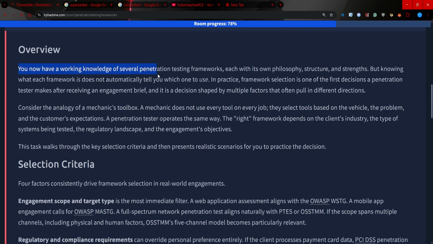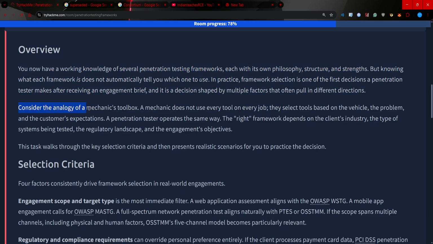You have now gained knowledge of several penetration testing frameworks, each with its own philosophy, structure, and strengths. But knowing what each framework is does not automatically tell you which one to use. In practice, framework selection is one of the first decisions a penetration tester makes after receiving an engagement brief. It is a decision shaped by multiple factors that often pull in different directions.